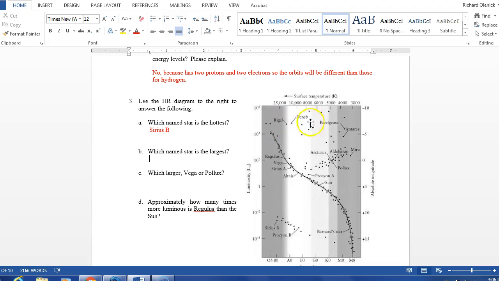Why is it larger than Rigel? Because it's cooler than Rigel and almost the same luminosity. So Betelgeuse. Which star is larger, Vega or Pollux? Well, Vega is here, Pollux is here, again on the same horizontal line. They have the same luminosity, so the cooler star has to be larger. So the answer to C is going to be Pollux.